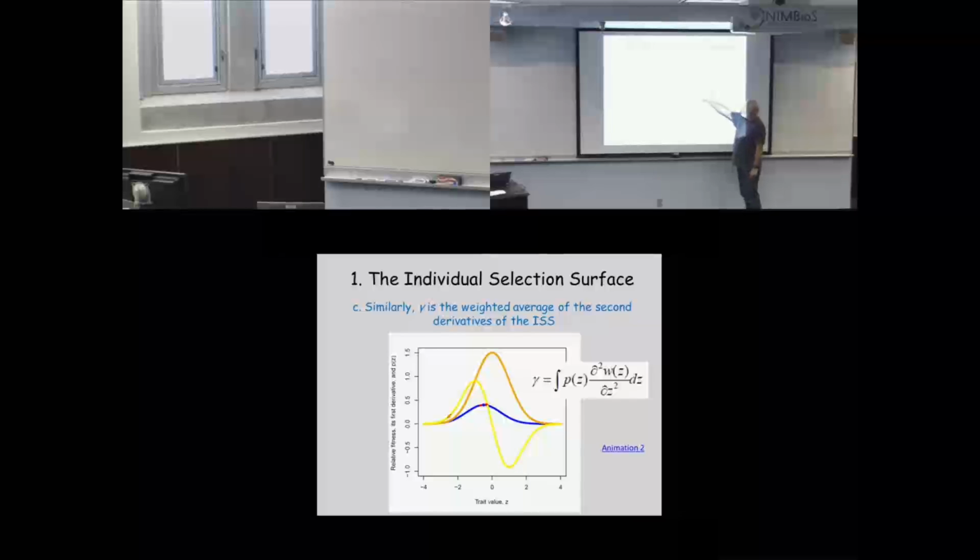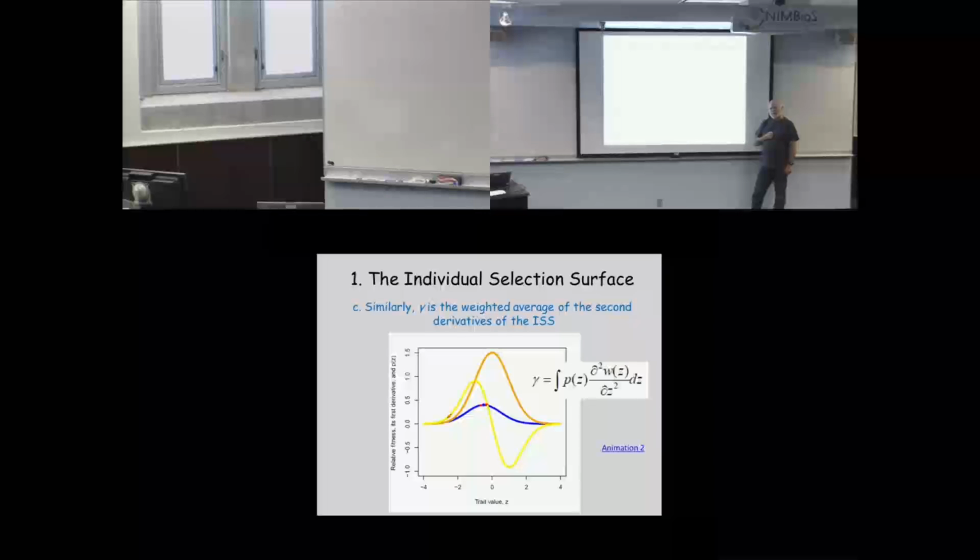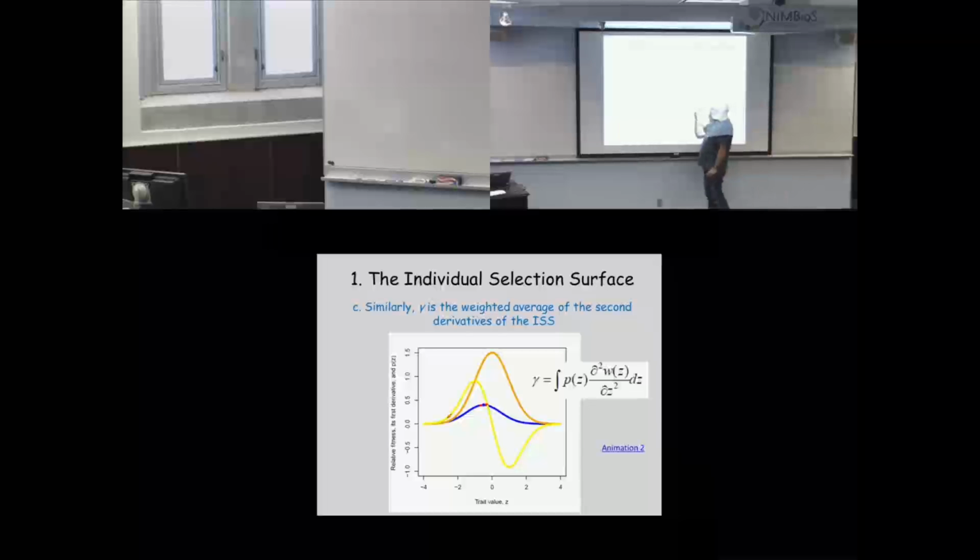Let's look at the expression for gamma in terms of the individual selection surface. And now what we see is the same expression as before, except that gamma is the curvature of the individual selection surface weighted by the frequency of individuals in the population. So just as beta is a first derivative, gamma is a second derivative, but it's a weighted average of second derivatives, curvatures. And so a simple way to see that is to plot, as before, the individual selection surface, and in blue, P of z, the trait distribution.